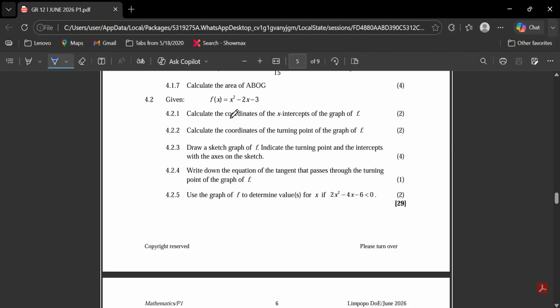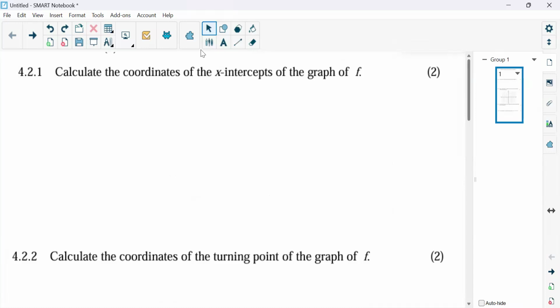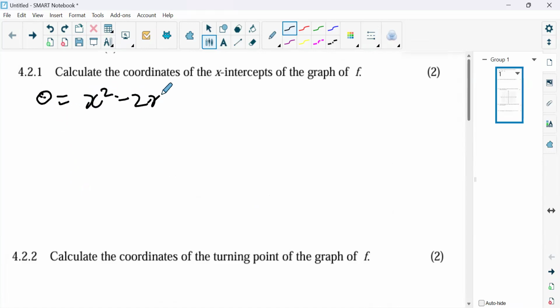So basically, we're back to question 1, which is 1.1.1. The question says you should calculate the coordinates of the x-intercept. For us to calculate the x-intercept, what should happen? Y should be equal to 0. So we're calculating at the line where y is equal to 0. Instead of f of x, we put 0. So we have 0 equal to x squared minus 2x minus 3.